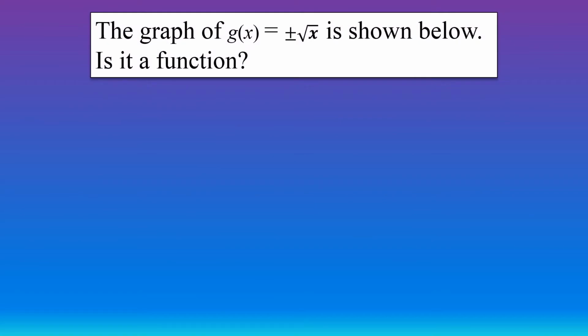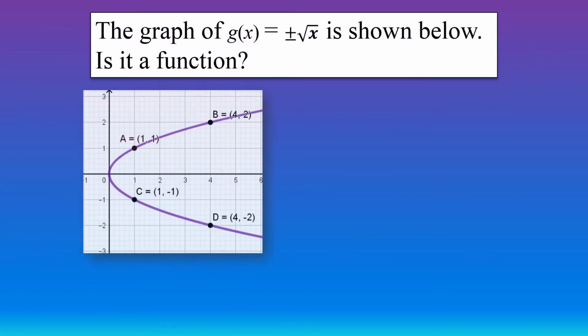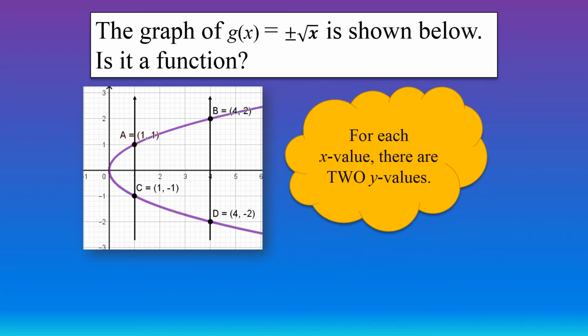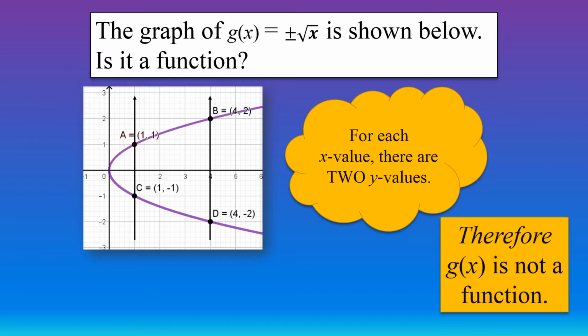g(x), another function. Here is the graph. We are going to test whether it is a function or not. We use our vertical line test. Look at the vertical lines. Now what we notice, for every x value, there are two y values. So for each x value, there are two y values. Now our conclusion is, therefore g(x) is not a function. Simple.